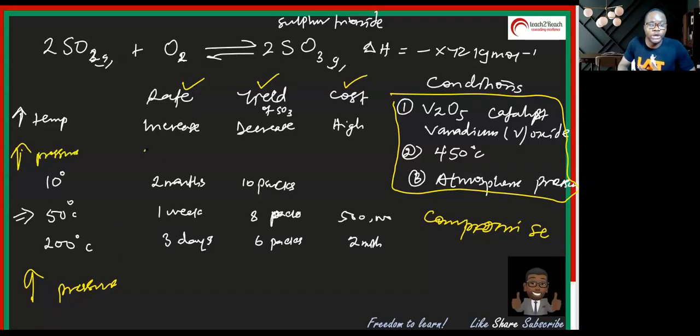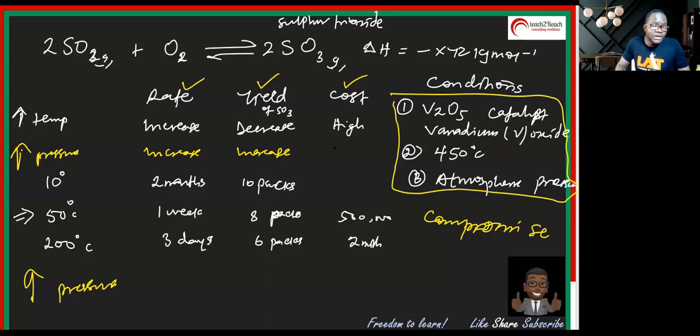Increase in pressure will increase rates, isn't it? It will also increase my yield, right? Increase in pressure increases the rate of reaction. We know that. For this particular reaction, increase in pressure will increase the yield of SO3. So now it looks as if I will be tempted as a manufacturer to keep increasing my pressure.